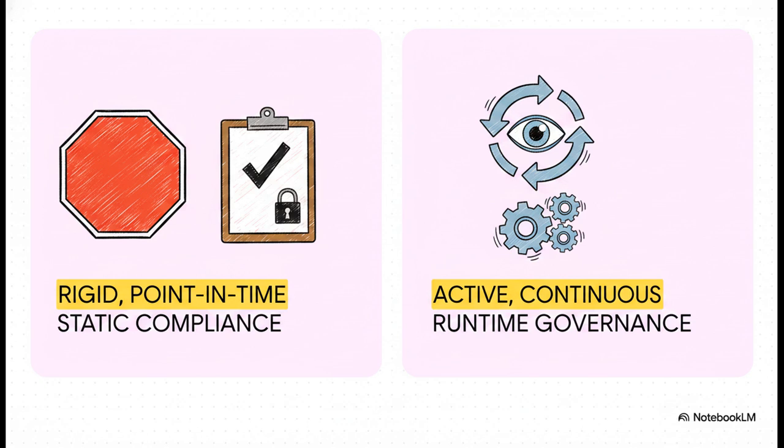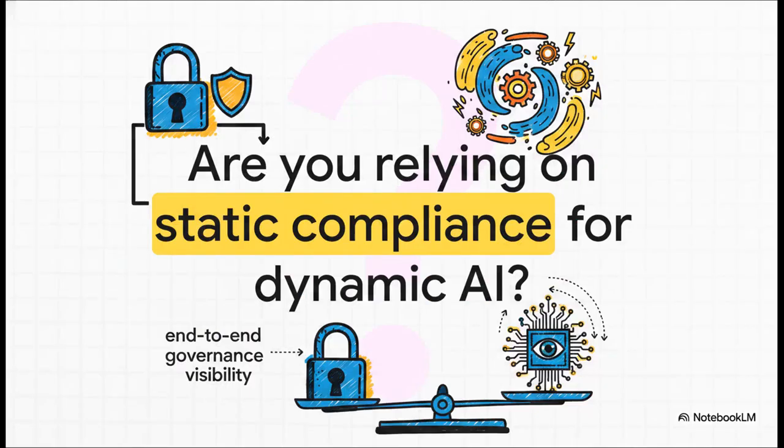And the Agent Fabric Context Catalog enables exactly that. It allows for continuous evaluation, actively monitoring for hallucination drift, policy compliance, runtime toxicity, and any behavioral changes over time. Which leaves us with this final, absolutely vital question. Are you relying on static compliance for dynamic AI? As autonomous AI rapidly becomes the core infrastructure of the modern enterprise, having true end-to-end governance visibility will absolutely be the layer that determines whether any of it can actually be trusted.